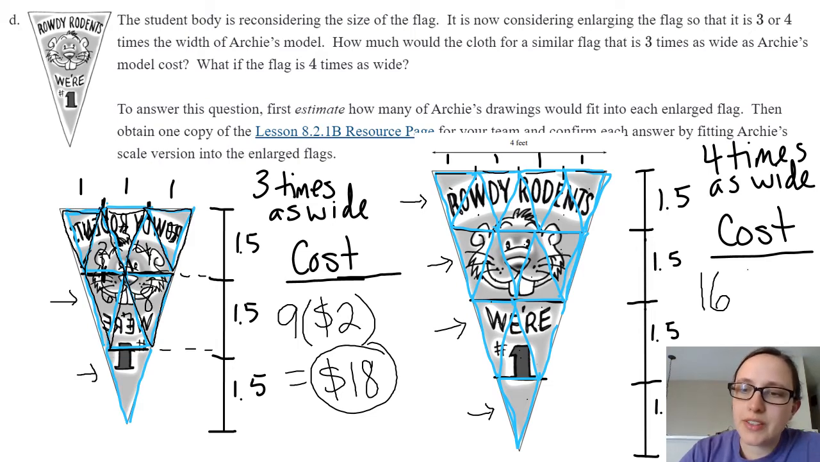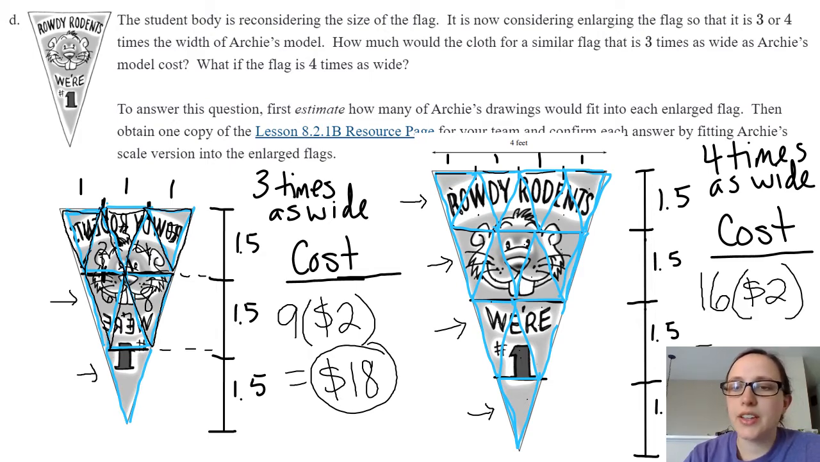So we're going to multiply 16. There's 16 small flags that fit in that big flag, and each of those small flags cost $2. So the total cost of making that flag 4 times as wide would be $32.